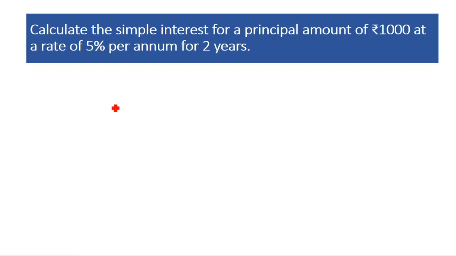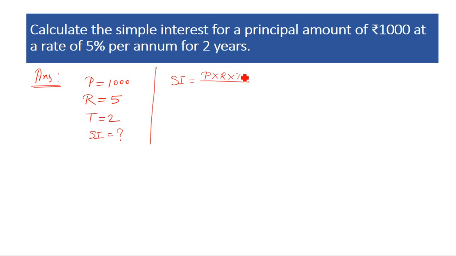Calculate the simple interest for a principal amount of 1000 at a rate of 5% per annum for 2 years. P is equal to 1000, R is equal to 5, T is equal to 2. SI is equal to what? SI is equal to P into R into T by 100, is equal to 1000 into 5 into 2 by 100. Correct answer is 100.